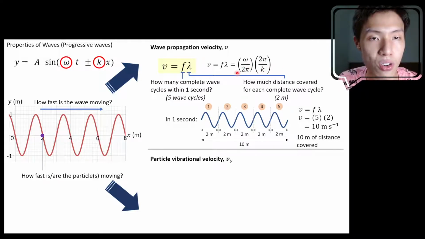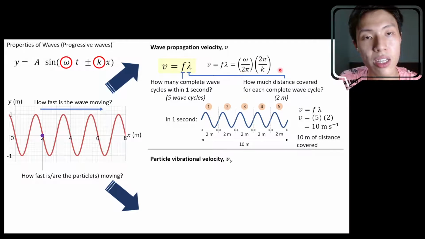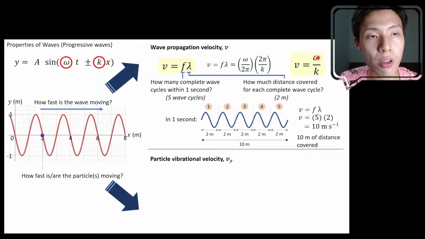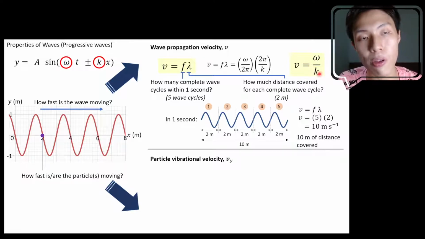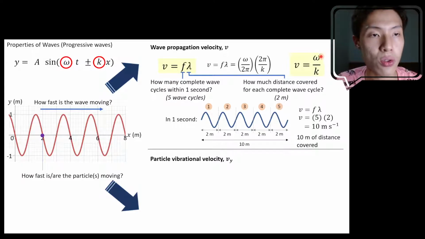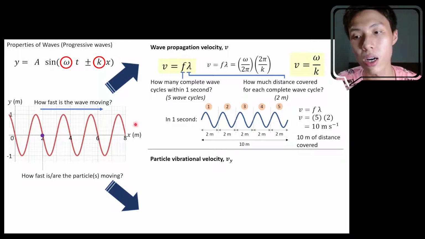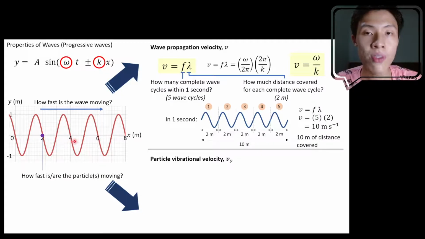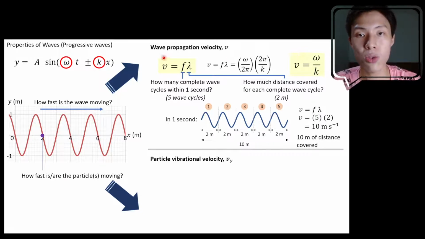So now we can just cross out the 2 pi, one in the numerator, one in the denominator, and we get the new equation for wave propagation velocity, which is v equals angular frequency divided by the wave number. So if you want to see how fast the wave is moving, you can also take the angular frequency divided by the wave number of the wave. That is another equation that you can use to find the wave propagation velocity.